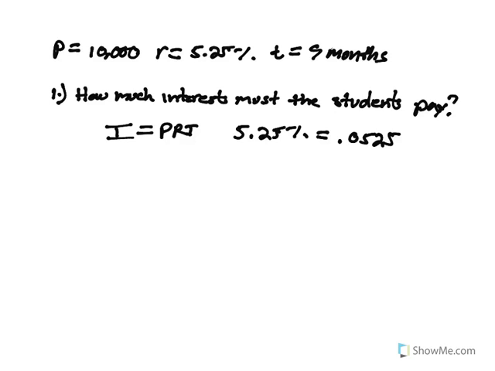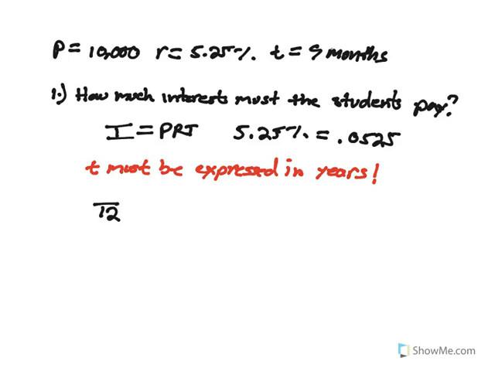The next thing we're going to do is we must express time in years. So let me write that down. The time must be expressed in years, okay? That's really important. So let's do that. It's really easy. 1 year is what, 12 months? Well, we're only invested in a period of 9 months.